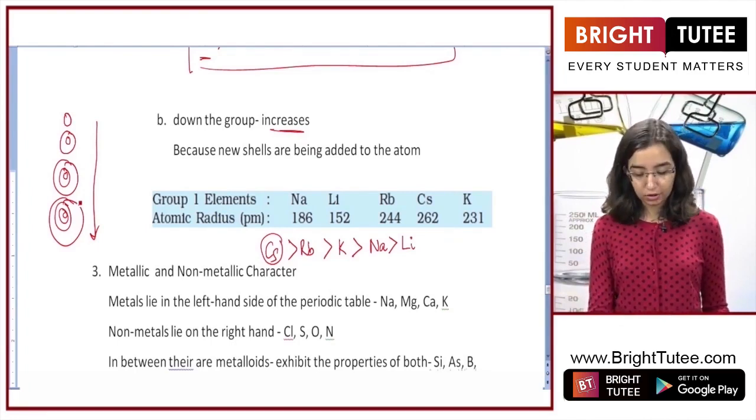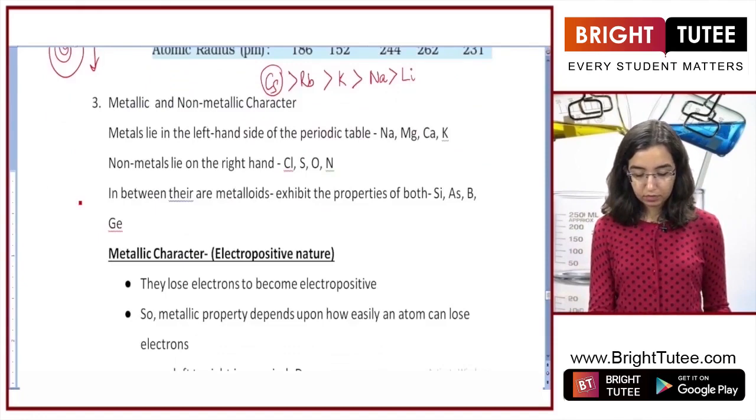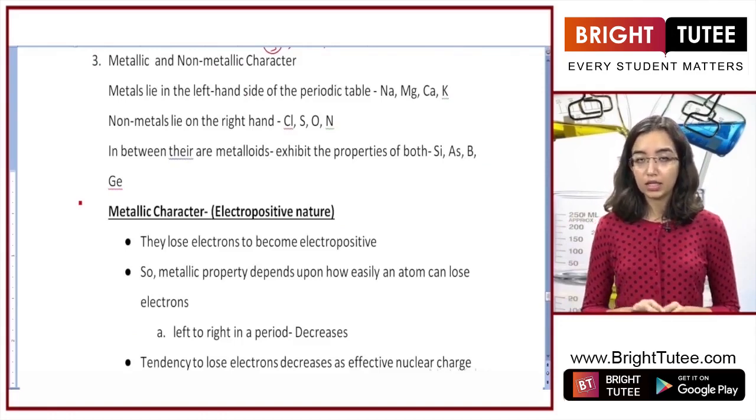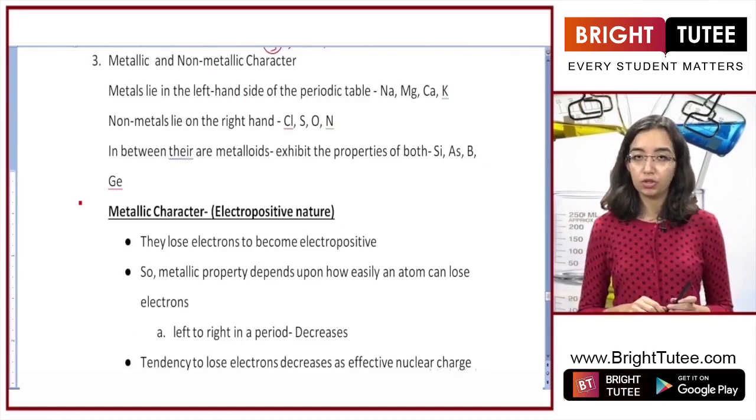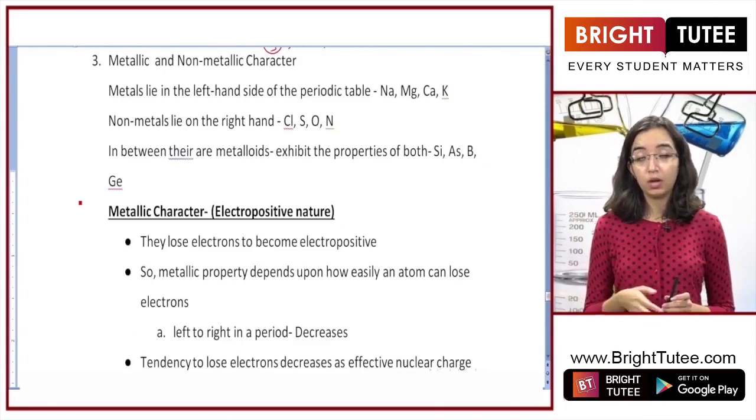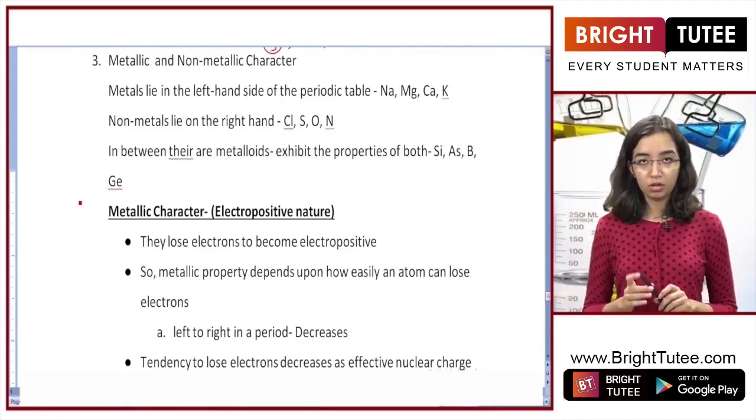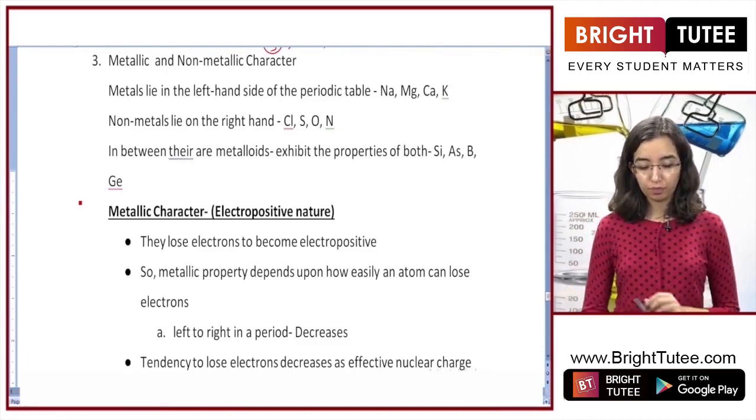Let's move on to the next trend. And the last and final trend is metallic and non-metallic character. What determines if something is metallic or non-metallic is its nature. If it is electropositive, which means it would give away electrons, then it is metallic in nature. If it is electronegative, then it would take electrons to get a stable configuration, and it is non-metallic in nature.